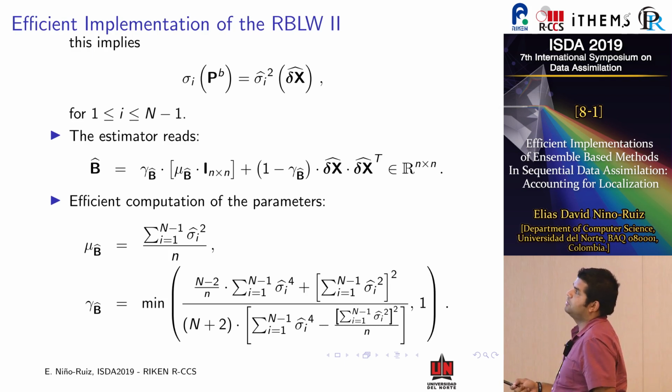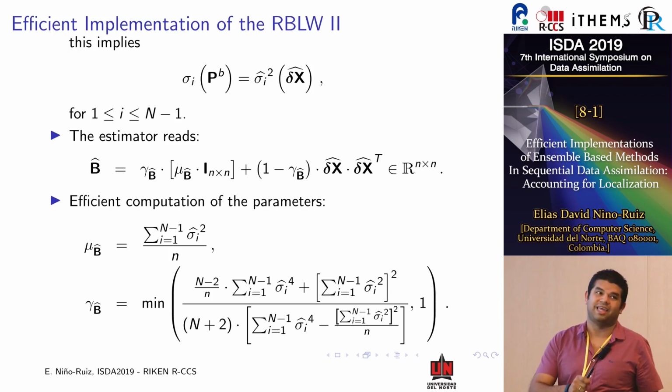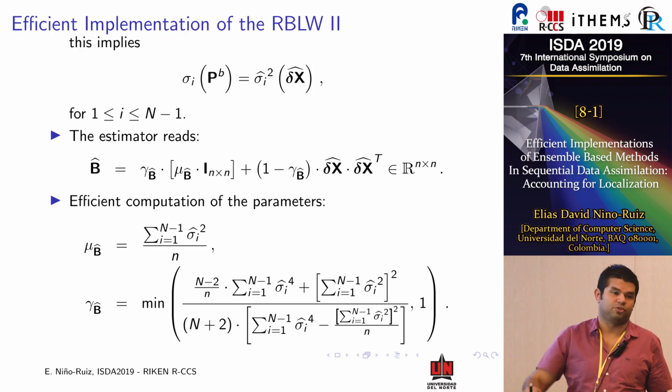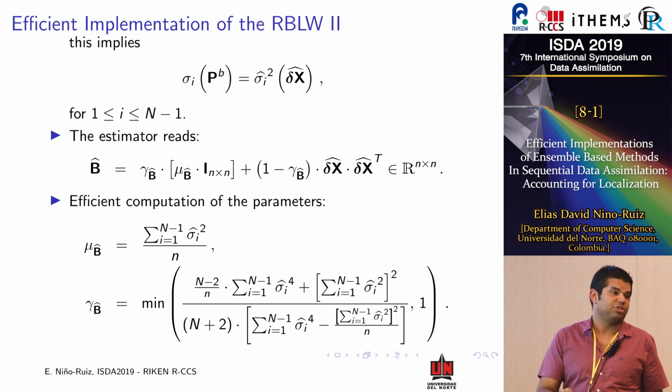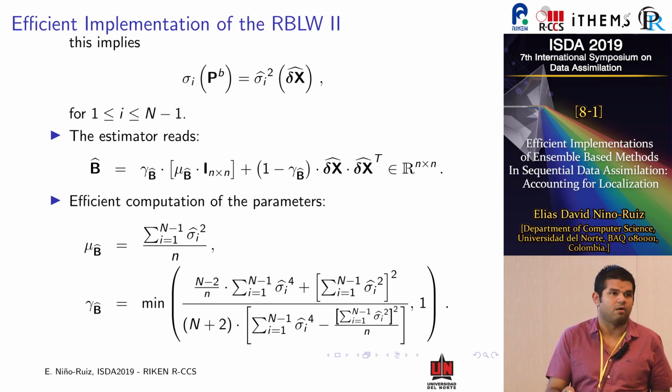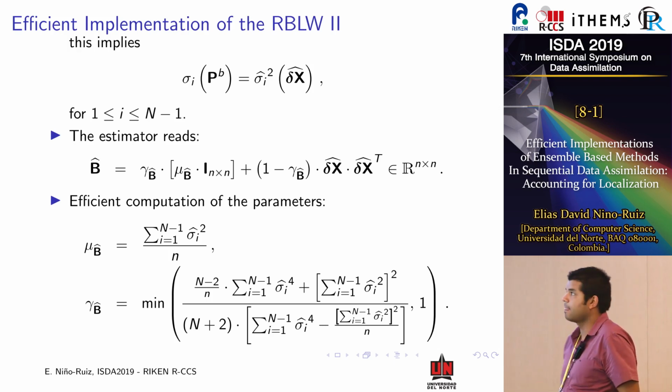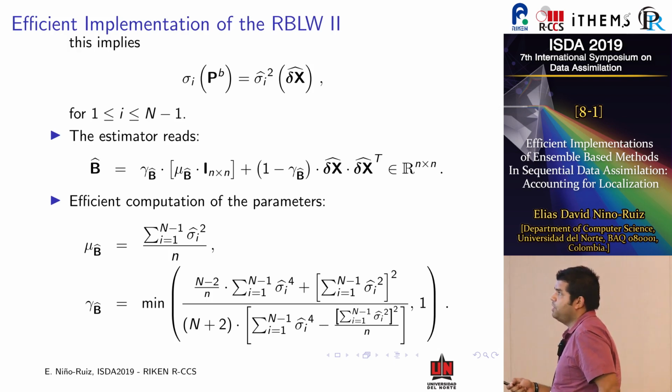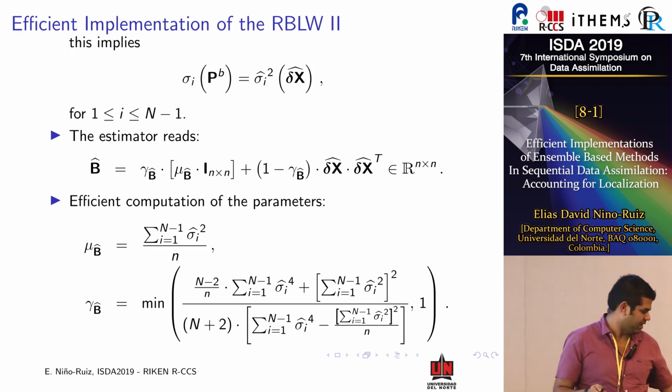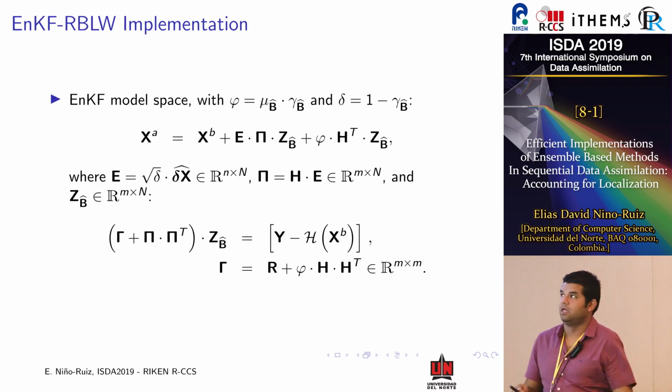Now the estimator reads in this way, where mu B hat is equal to this, and gamma is equal to this. As you can see, I'm not computing any trace of any matrix. I'm just computing an economic singular value decomposition of a rectangular matrix, the matrix of member deviations, okay? And the computation is bounded by the ensemble size, and therefore is not computationally expensive, okay?